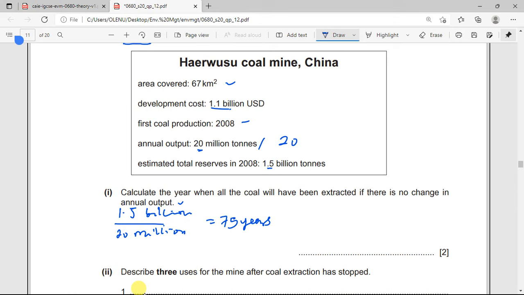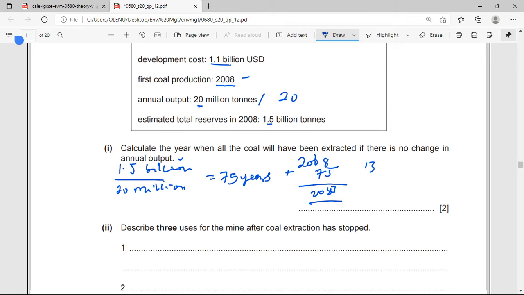And since this was done in 2008, for you to now know the year in which it will be exhausted, it will be 2008 plus 75. This will give you 3, 1, this is 8, this is 2, 0, 8. So the coal will be exhausted at 2083. That's all to mark.